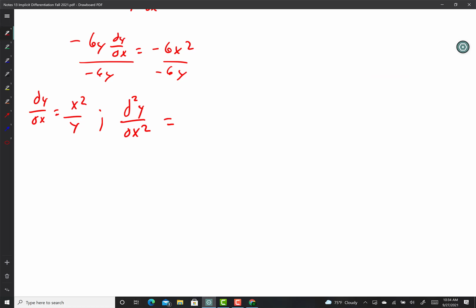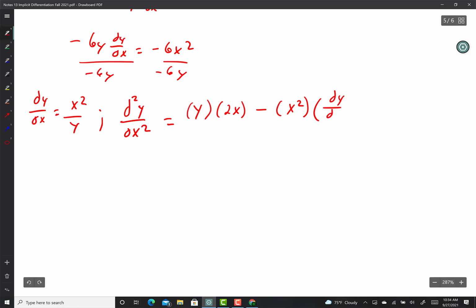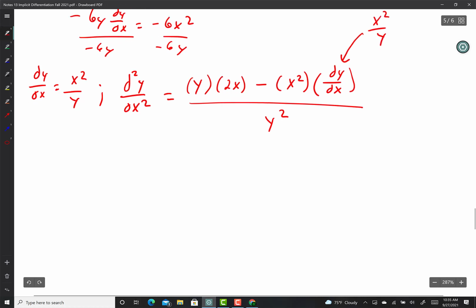Second derivative is bottom times derivative of the top. What's the derivative of x squared? Minus top times derivative of the bottom. The derivative of the bottom is going to be dy/dx, and in a little bit we'll substitute what that is. All over bottom squared. Are we still okay? Remember that dy/dx is x squared over y, so we're going to plug that in.